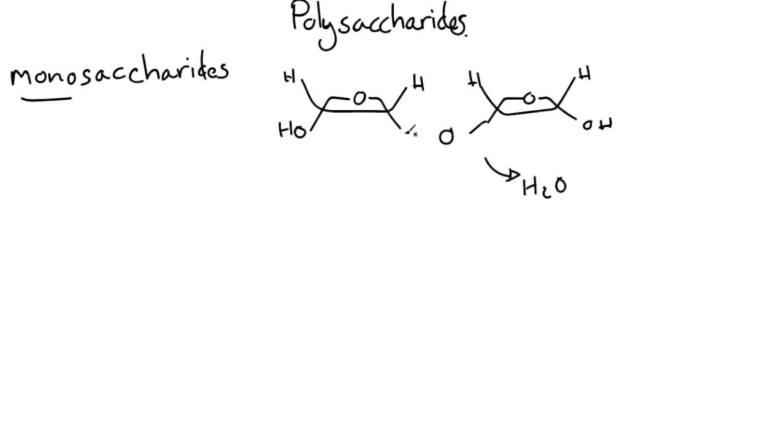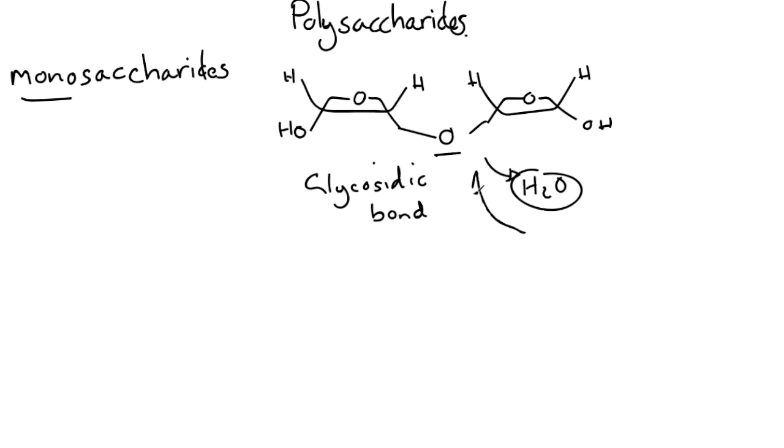Just extend these so it looks a bit neater. So they leave us with this oxygen, and this singular oxygen is called a glycosidic bond. And its formation is done by a condensation reaction because it loses some water. And if I added some water back into there, it's called a hydrolysis reaction, it would break the bond. Okay, but if you want to know more about that, watch my other video on sugars.